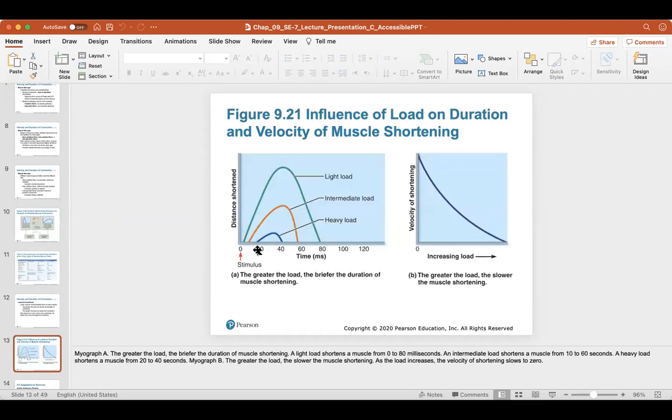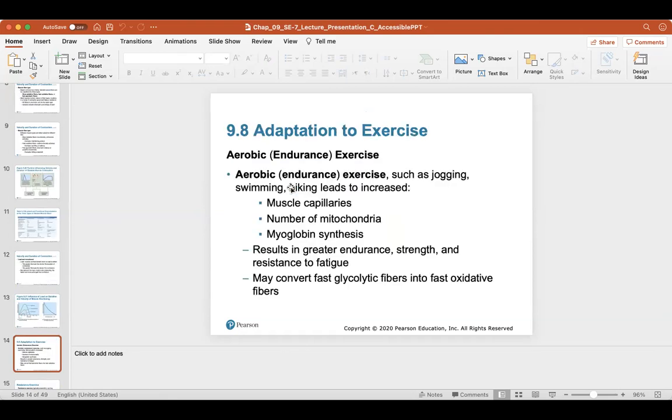So here's a look at the influence of load on the duration and velocity of muscle shortening, showing over time that a heavier load will have a certain distance of shortening of that muscle fiber, whereas an intermediate load and a lighter load differ. Aerobic exercise refers to activities like jogging, swimming, and hiking, which lead to an increase in muscle capillaries, an increase in the number of mitochondria, and myoglobin synthesis. This results in greater endurance, strength, and resistance to fatigue, which could convert fast glycolytic fibers into fast oxidative fibers.